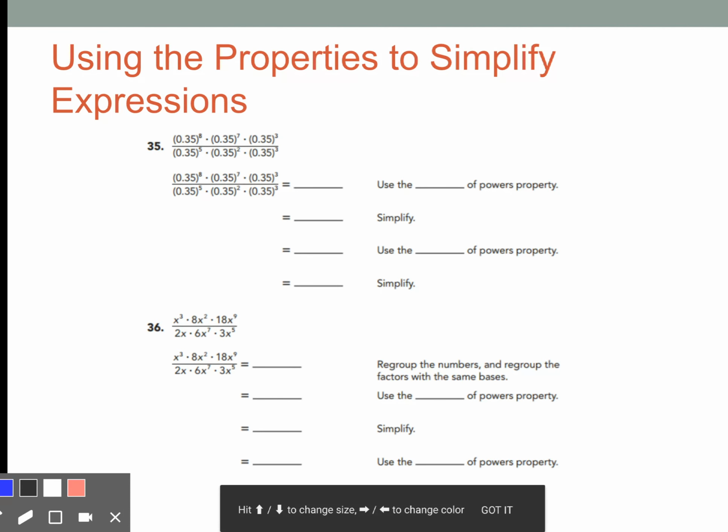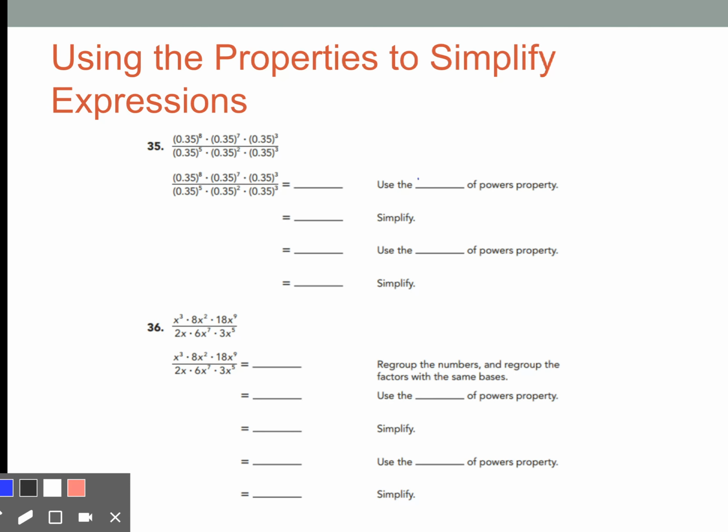Okay, now let's try a couple more. Here we have one with decimals, 35 hundredths raised to various exponents. As always, I'm going to apply the product of powers first. So I'm going to deal with my numerator and denominator separately and I'm just going to write this up here so I have more room.